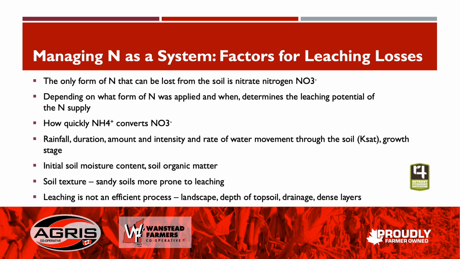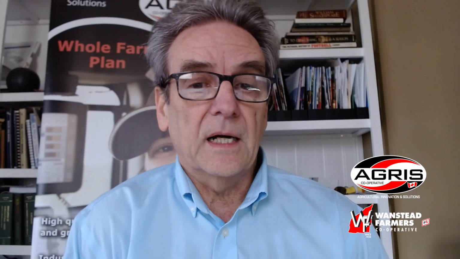Rainfall duration, amount, and intensity determine the rate of water movement through the soil. It's the rate of water movement through the soil, not necessarily how much rain you get, that determines leaching. And of course, the growth stage of the crop is a consideration. The initial moisture content of the soil matters: if the soil is already dry, then it's going to hold a little more water before it starts to leach. Soil organic matter certainly helps soils hold on to more water. Every 1% of organic matter allows you to hold an inch more water. Soil texture, obviously sandy soils are more prone to leaching.